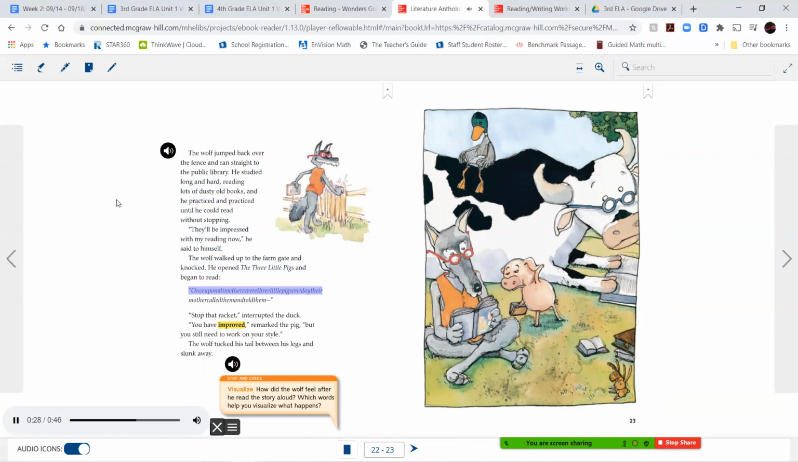"Once upon a time there were 3 little pigs. One day their mother called them and told them—" "Stop that racket," interrupted the duck. "You have improved," remarked the pig, "but you still need to work on your style." The wolf tucked his tail between his legs and slunk away.